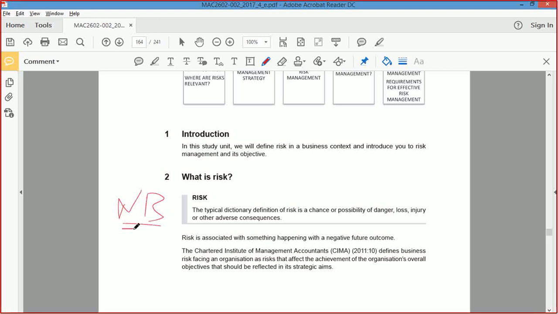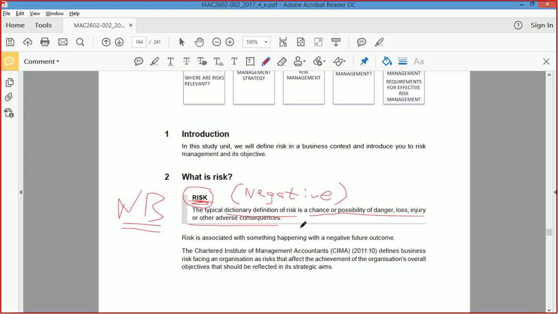In this textbook, they've described risk, using the typical dictionary definition, as a chance or a possibility of danger, loss, injury, or other adverse consequences. I don't quite agree with that definition. Why? Because that's making risk very negative. Do you agree? Is risk negative? No, it's not all. No, it's not. Risk is just uncertainty. That's what it actually is. So it's a very pessimistic view here in terms of the definition. Because when you do certain things, there's a chance of good things happening and a chance of bad things happening. Do you agree? We don't know what's going to happen. That's the risk.